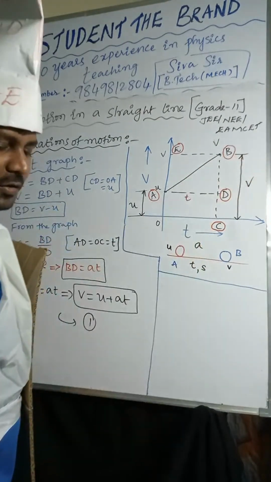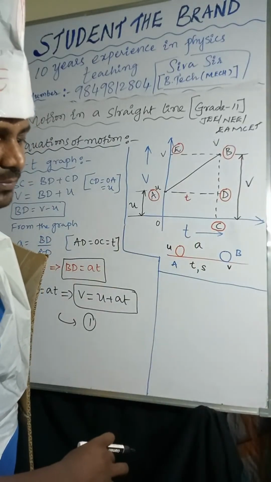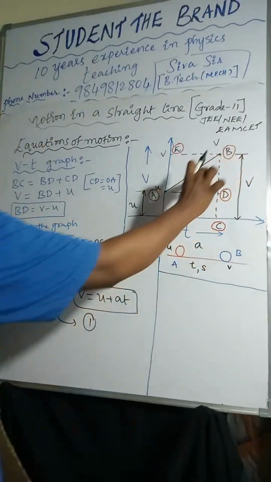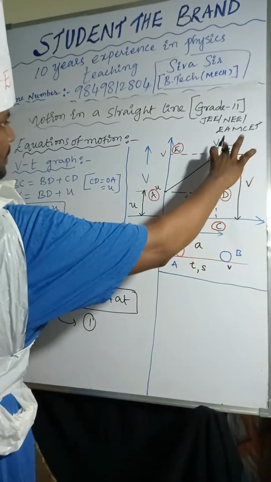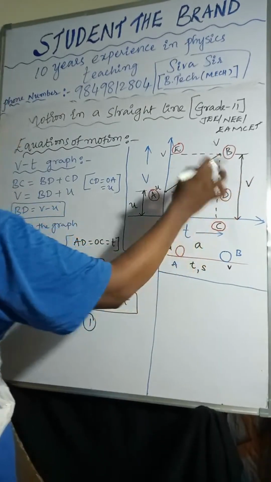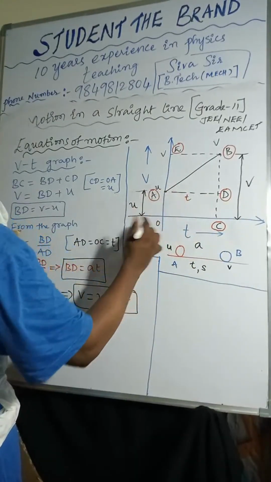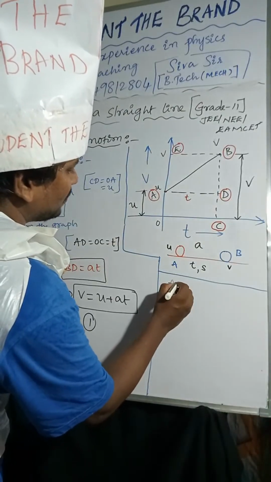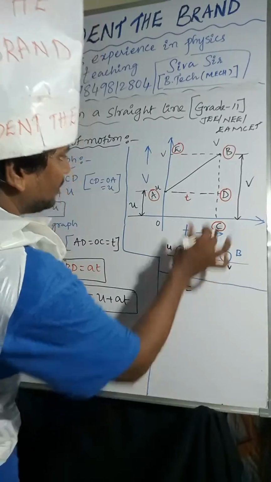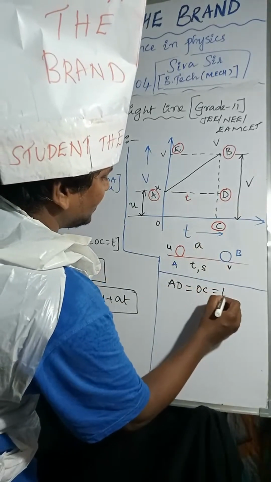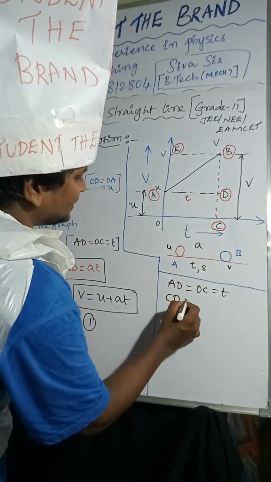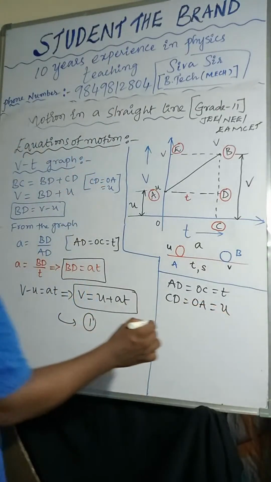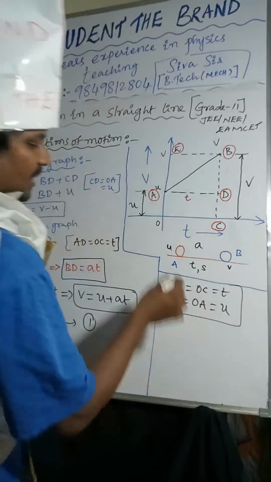So BC equal to BD plus CD. CD is nothing but OA. Here I am writing the terms. AD equal to OC, that is nothing but T. And CD equal to OA, that is equal to the initial velocity. So these terms are very, very important. Every day we will apply these terms, so keep this in mind.